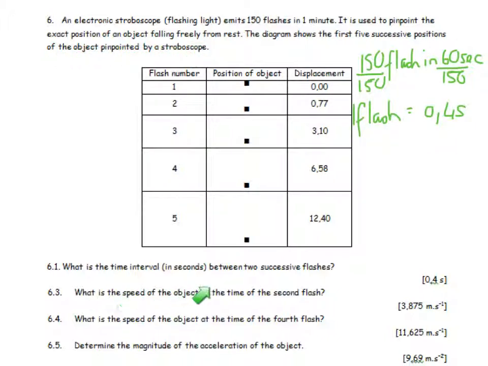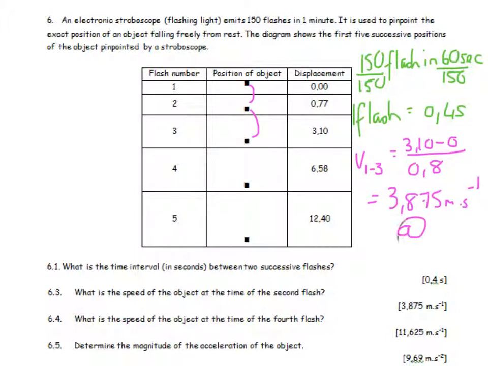The next question is, what is the speed of the object at the time of the second flash? I'm going to work out the distance from the first to the third flash and then work out the speed. So v from 1 to 3 is equal to 3,10 minus 0 over how many time spaces? 1 space, 2 spaces, 0,8 seconds, and I get 3,875 meters per second. That is true at the second flash.